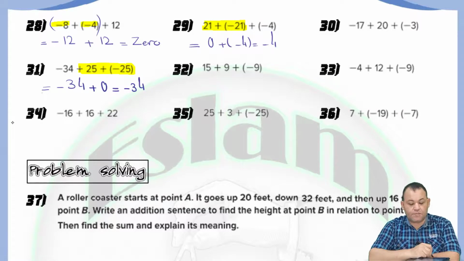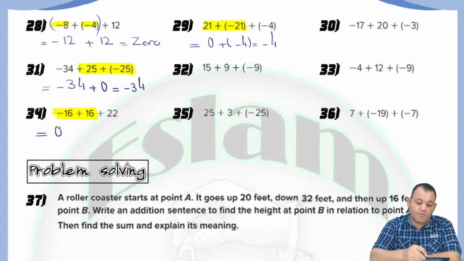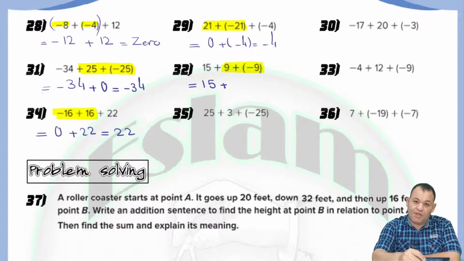Again for 34. We have here negative 16 plus 16 plus 22. You will find that we have negative 16 and a positive 16. If you add them, the answer will be equal to 0 plus 22. 0 plus 22 equals 22. In question number 32, 15 plus 9 plus negative 9. You will find that we have 9 and negative 9, they are opposite numbers. So we just add them together. Just write 15 plus 9 and negative 9 equals 0. Any number plus 0 will be equal to the same number.